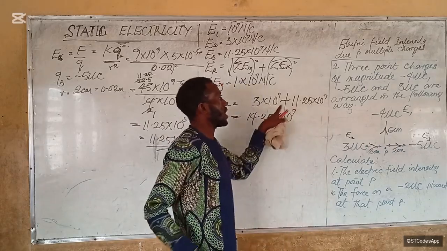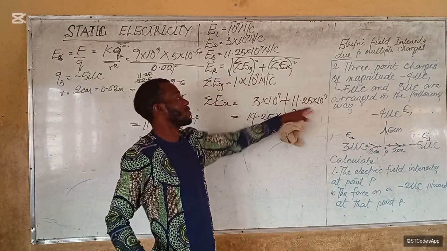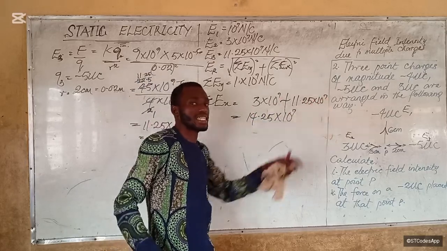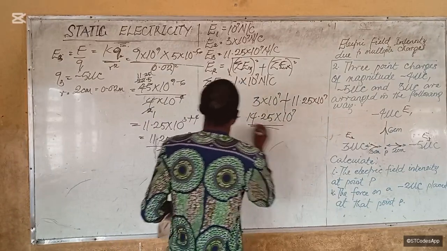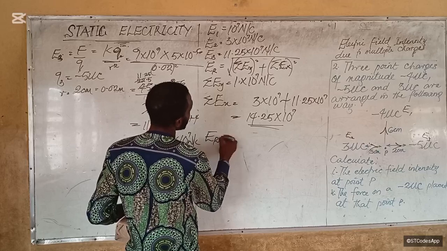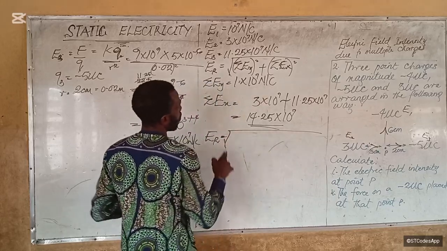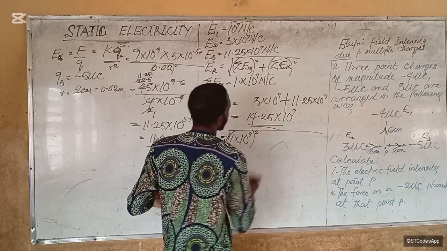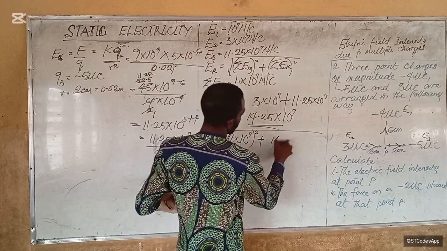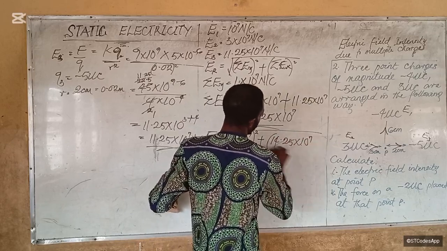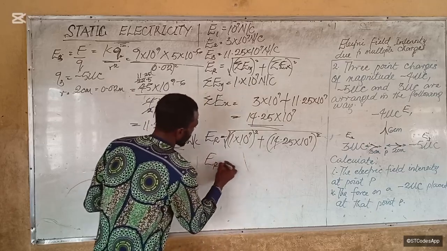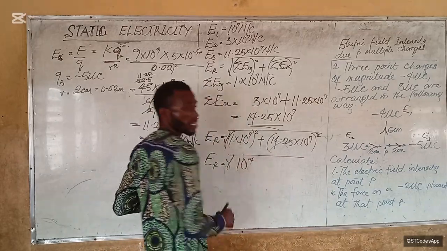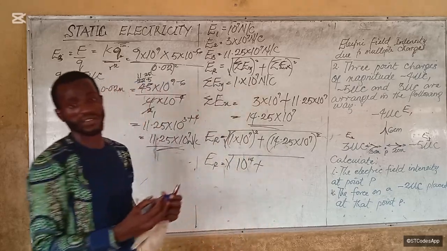You see why I did not change this guy now to standard form, because it will be more difficult to work with times 10 to the power 7 and times 10 to the power 8 here. So we have this. All right, then we can now say that our resultant E at that point will be equal to the square root of E at y-axis, that will be 1 times 10 to the power 7 all squared, plus E at x-axis, 14.25 times 10 to the power 7 all squared. So E resultant will now be equal to the square root of 1 times, this squared will be 10 to the power 14. Is that okay? Plus 14.25 squared.